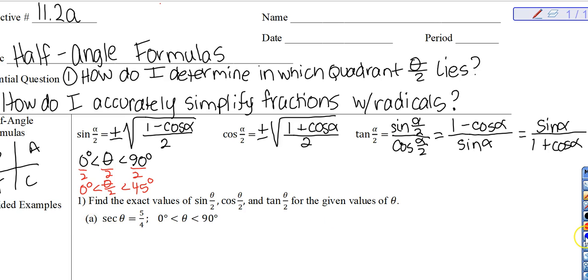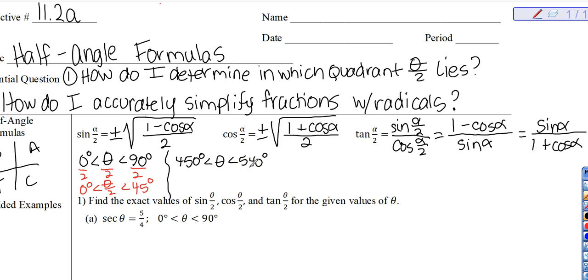Now, I'm going to give you some other options that are a little different. Another problem to think about is, what if I said that theta was between 450 degrees and 540 degrees.